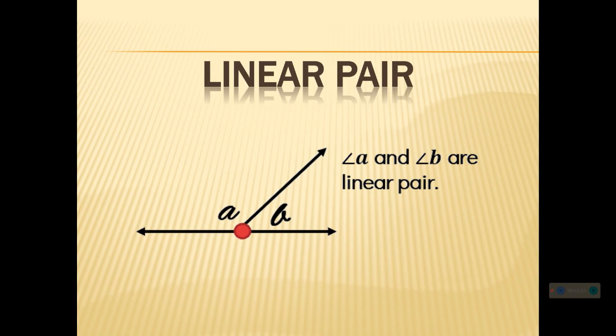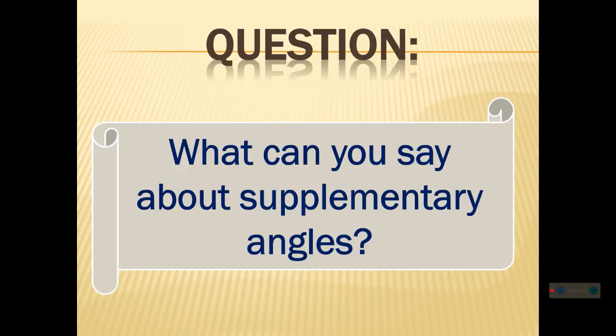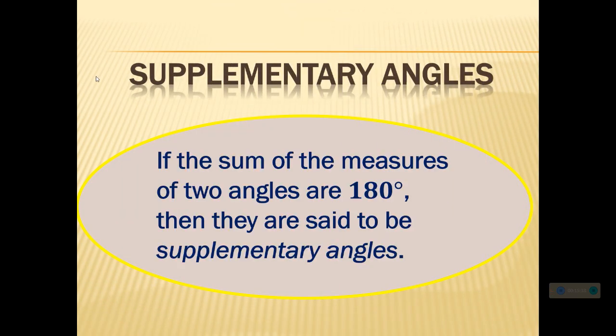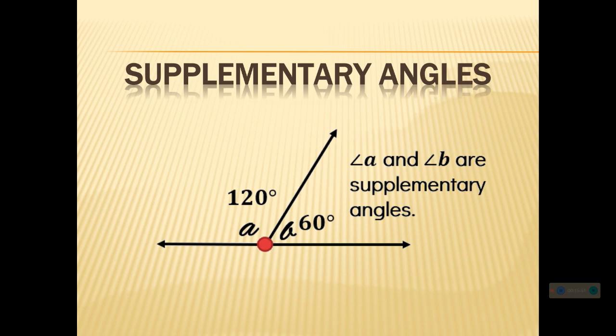Next, another defined term is the supplementary angle. What can you say about supplementary angles? If the sum of the measures of two angles is 180 degrees, then they are said to be supplementary angles. For our example, angle A and angle B are supplementary angles because angle A is 120 degrees, angle B is 60 degrees, so 120 plus 60 is 180 degrees. So again, they are supplementary angles.